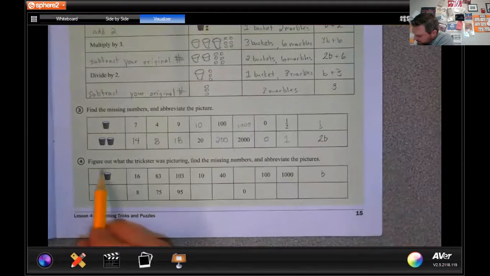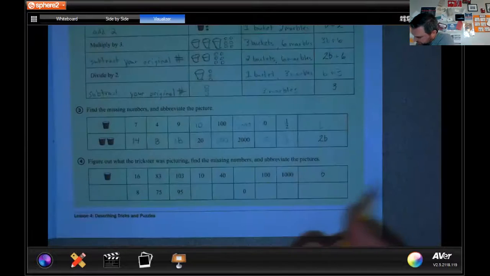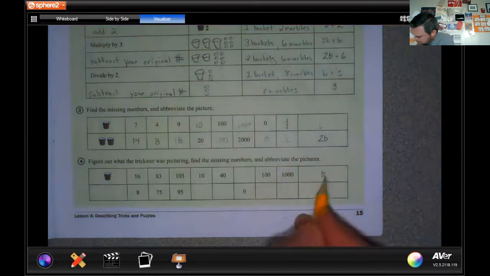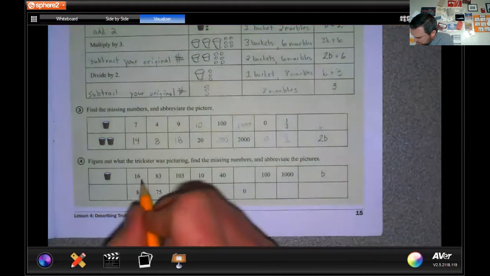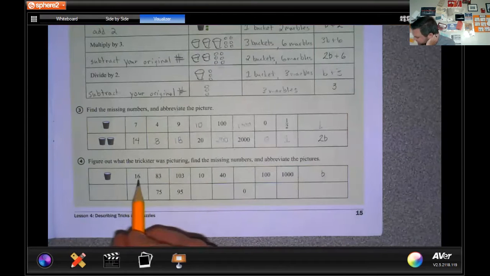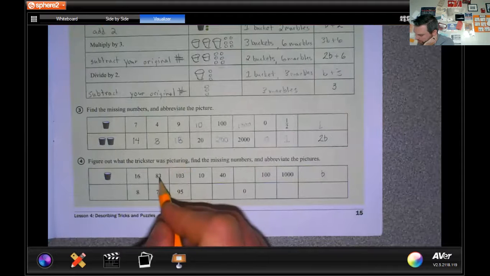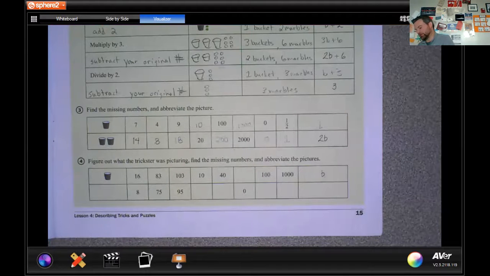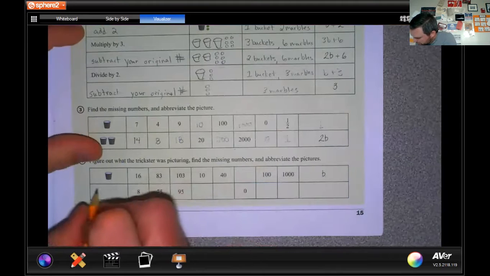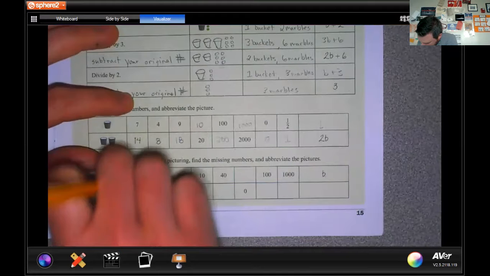Number 4, find out what the trickster is picturing. Find the missing numbers and abbreviate the pictures. So we start with a bucket here and a bucket. And then what do? Okay, so 16 to 8. There's a couple things we could do here. We could either subtract 8 or divide it in half. If I go to here, 83, if I divide 83 by 2, do I get 75? What happens if I take 83 and I subtract 8? Will I get 75? Yes, you will. So we're going to take our bucket minus 8. Whoop, I need to put 8 marbles there.